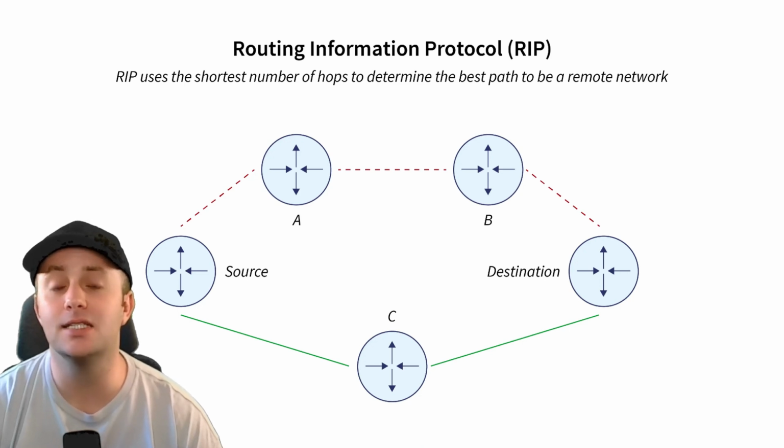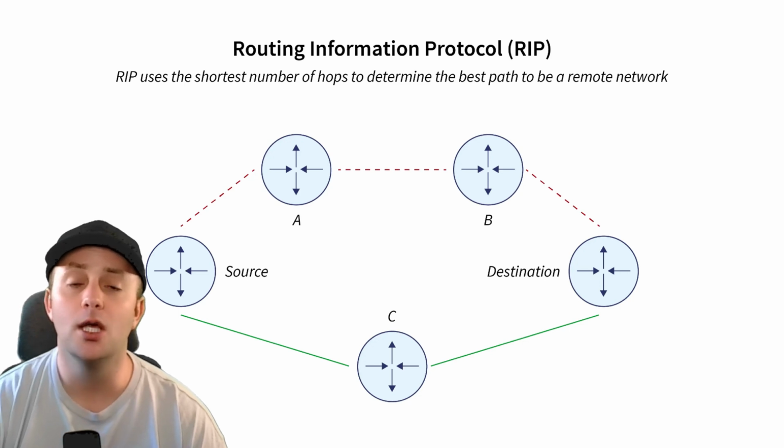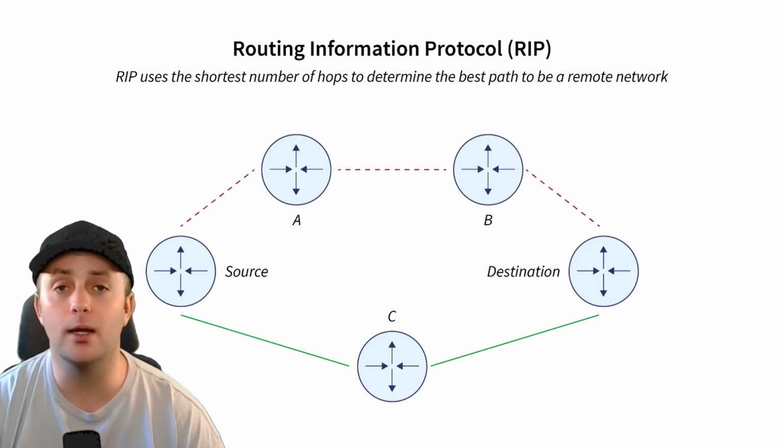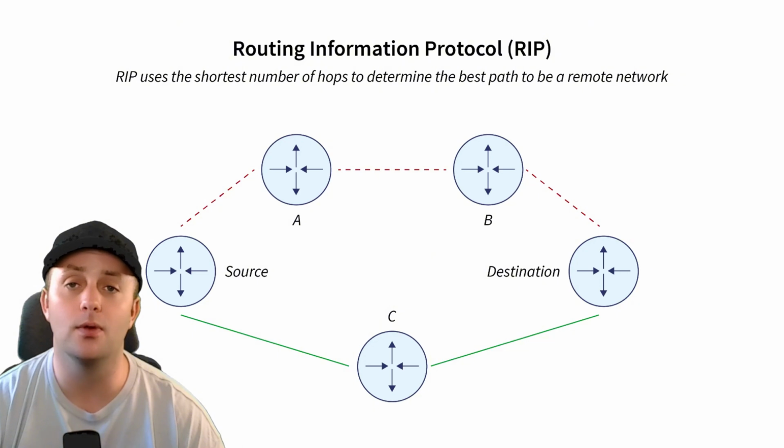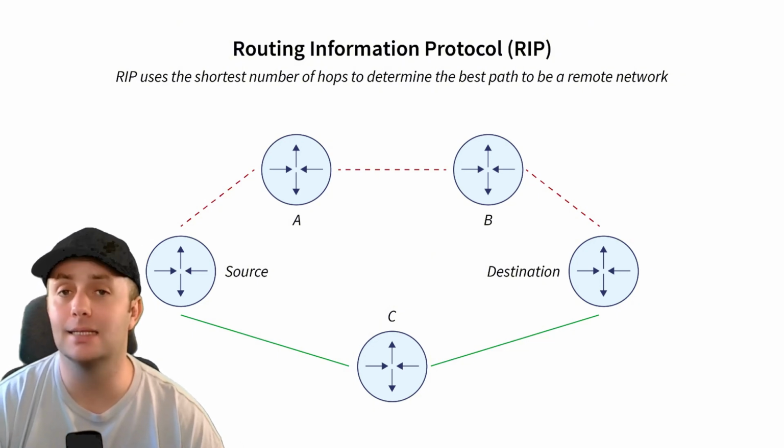RIP is a distance vector routing protocol that uses the number of hops between routers to determine the best path for data. Each router running RIP periodically sends out routing updates, sharing its routing table with neighboring routers. RIP is simple to configure but has limitations.